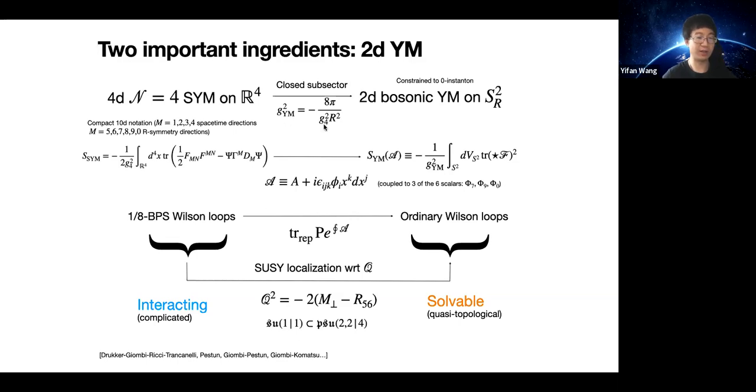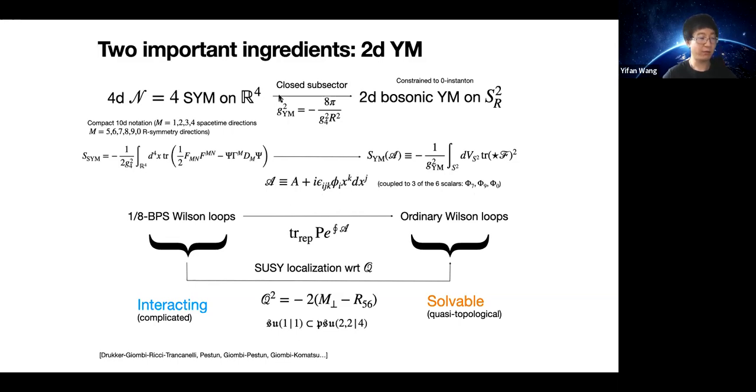g_4 is the 4D gauge coupling. The 2D Yang-Mills gauge field is a combination of the 4D gauge fields. This is the 2D gauge field. It's a combination of the 4D gauge field restricted to the S2, and also involves a combination of three out of the six scalars in the N=4 super Yang-Mills theory.